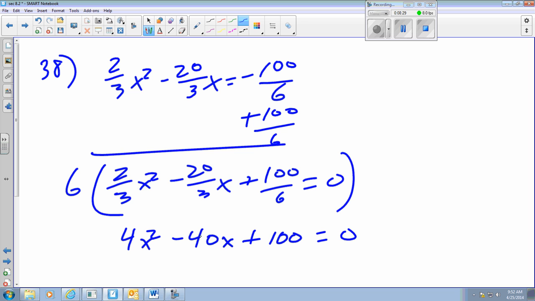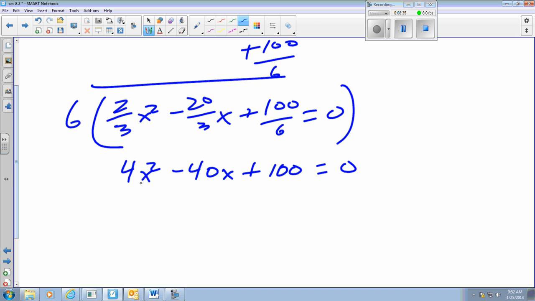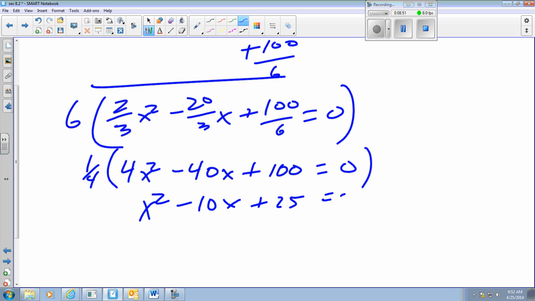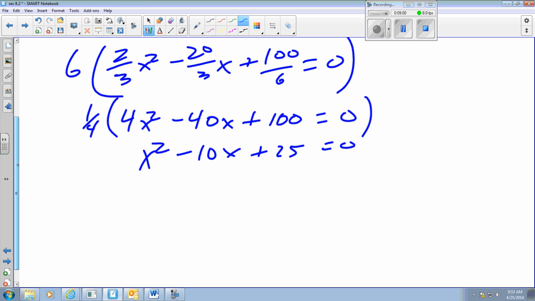Now, if you notice something like this, where everything is divisible by 4, we certainly can simplify before we plug it into the quadratic formula. It'll keep the numbers smaller. So instead of dividing, I'm going to multiply the whole equation by 1/4, which gives me x squared minus 10x plus 25. And if you remember your factoring, this one's going to come out relatively nice. I think it's still in the use the quadratic formula section, so let's use it.